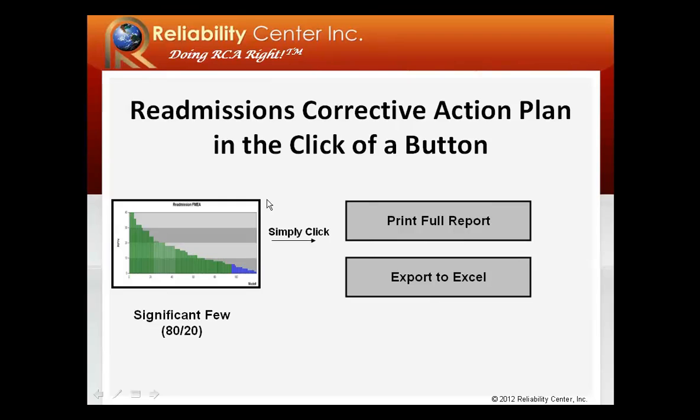Once we've done this FMEA with our team and identified these significant few, we simply click whether we want to export that data to Excel, where we can manipulate it and do greater things in terms of using it as a tracking device, or simply print our full report and use it as our corrective action plan. So let's take a quick look at the tools behind the background that were used to develop this particular RPAP tool.